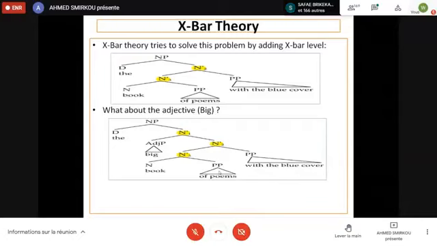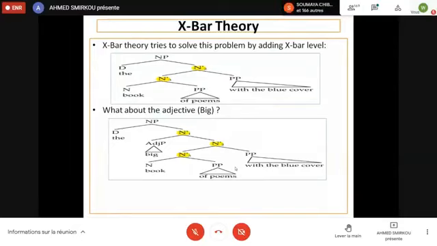So the first idea is that X-bar theory comes to solve the problem of the distinction between the complement and the adjunct. When I say the flat structure, it is the old one, the classical one, phrase structure rules. So X-bar theory, by adding an X-bar, we can distinguish between the complement, which is required by the head, in this case the noun, and the adjunct, which is optional. So we can show this only by adding a bar.